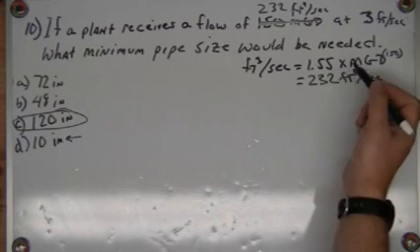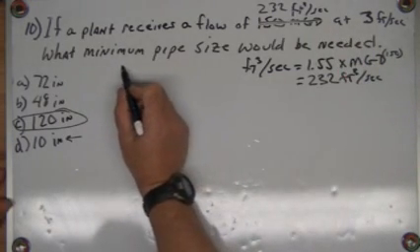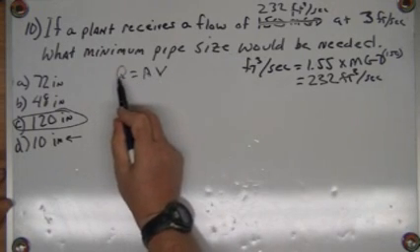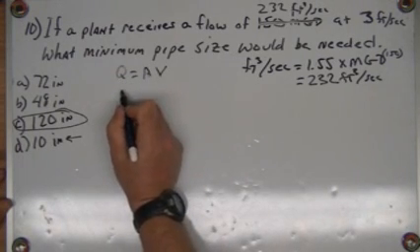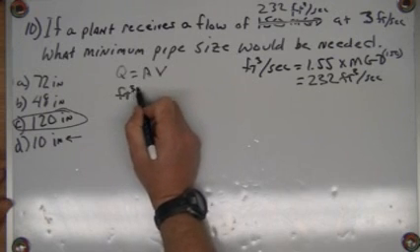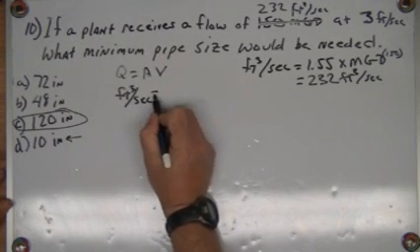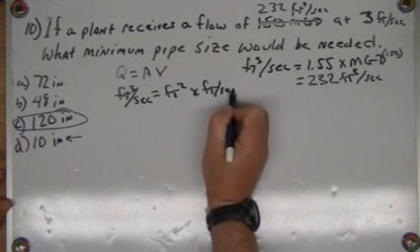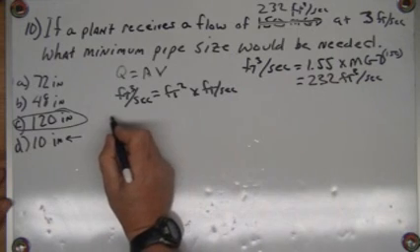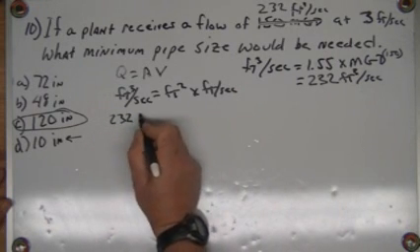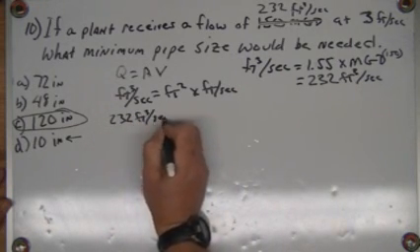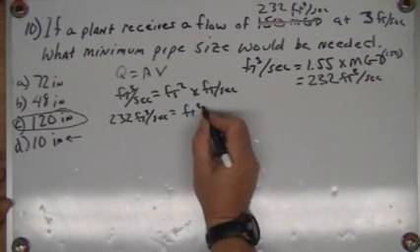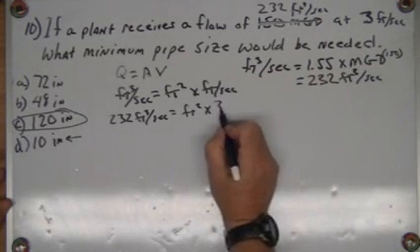So let's go ahead and do the problem anyway. We're going to use the Q equals AV formula. Flow equals area times velocity. And one form of that would be cubic feet per second equals feet squared times feet per second. So I'm going to end up with 232 cubic feet per second equals feet squared, don't have it yet, times 3 feet per second.